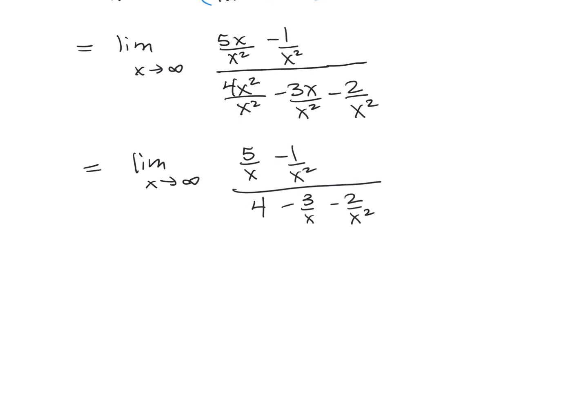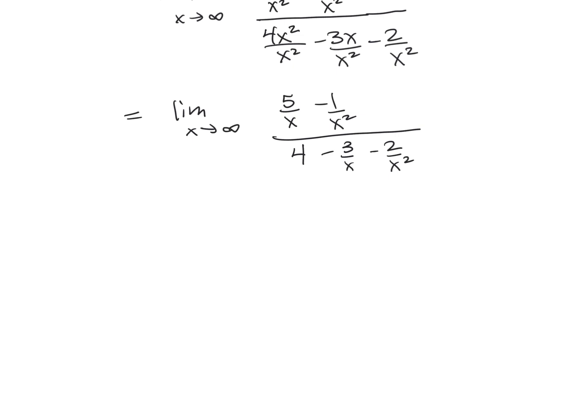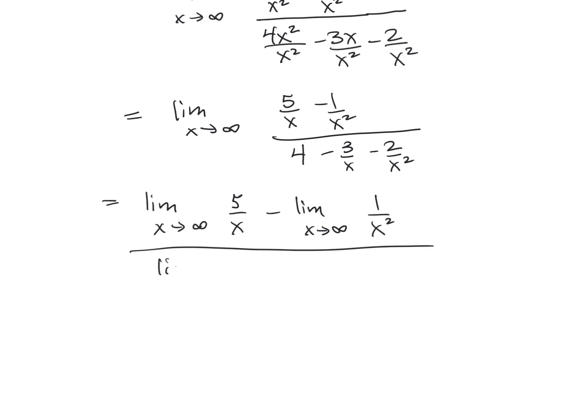We can now take the limit of each of these terms, and in doing so, we can find the value of our limit. So it's going to be the limit as x goes to infinity of 5 over x minus the limit as x goes to infinity of 1 over x squared, divided by the limit as x goes to infinity of 4 minus the limit as x goes to infinity of 3 over x minus the limit as x goes to infinity of 2 over x squared.